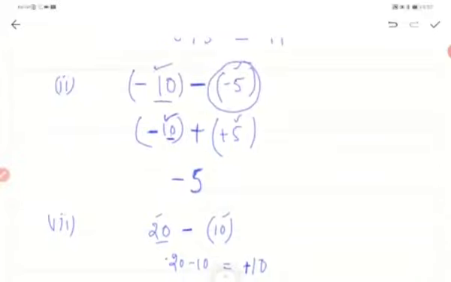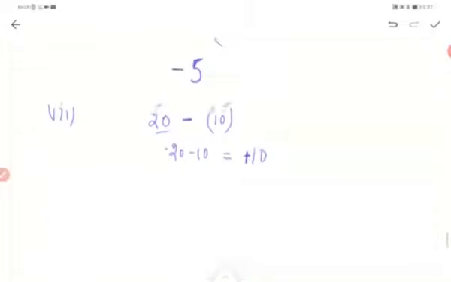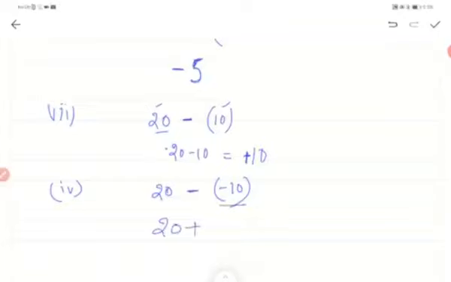Okay, we have done subtraction of two negative integers. Now let's take subtraction of one positive and one negative integer. If I take 20 as a positive integer and minus 10, how to do that? First convert this into a positive sign. So I will take the additive inverse of this. The inverse of minus 10 is what? Plus 10. So it will change into 20 plus 10. This is nothing but 30.